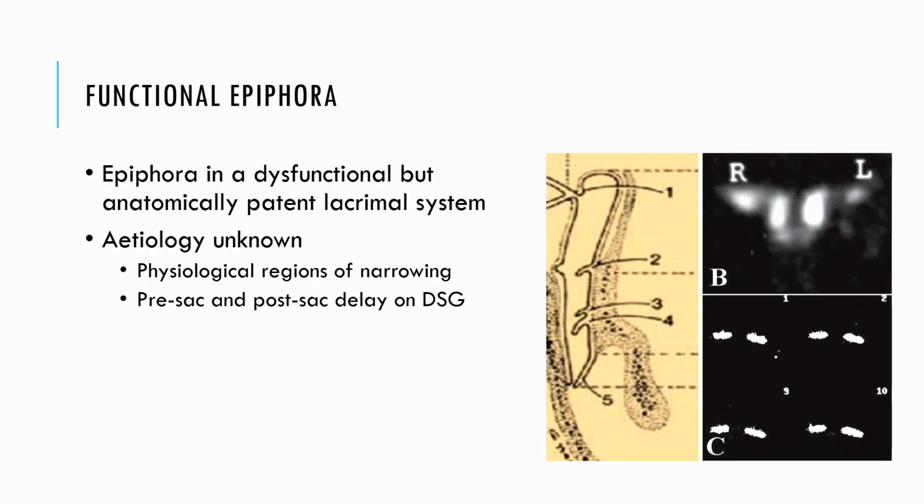So functional epiphora, as we've heard prior, is defined as epiphora in the setting of an anatomically patent but dysfunctional lacrimal system. And currently the etiology is unknown. There are indeed regions of physiological narrowing in the lacrimal system, as demonstrated in the diagram here, with number 2 demonstrating the valve of Krauss, which is located at the sac duct junction. However, having physiological valvular regions should not be a cause of an obstruction to tear flow passage. Lacrimal scintigraphy can also demonstrate regions of pre and post-sac delay, but again, this does not reveal the cause for why the outflow delay occurs.